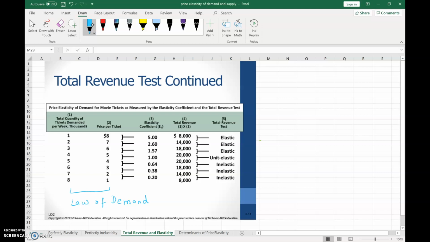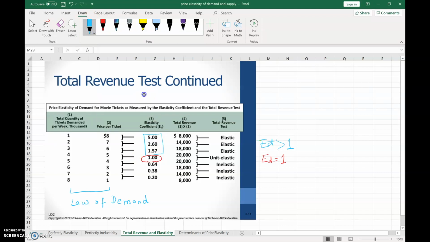Now column 3, we have the elasticity coefficients. So these numbers are greater than 1. And the demand is elastic for these values. Now here, between quantities 4 and 5, the elasticity coefficient is equal to 1 and demand is unit elastic over this interval.